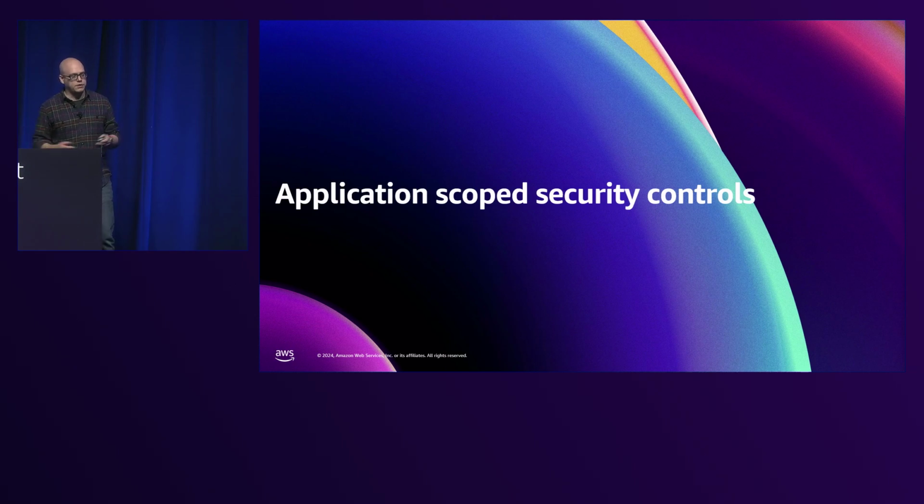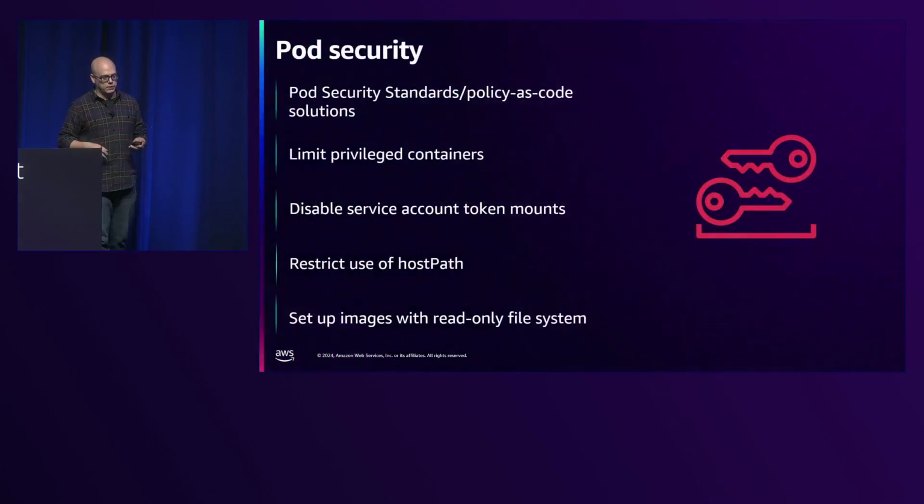And finally, the final section here is really to zoom in on the application scope security controls of your cluster. As we mentioned, pod security is one of those things that you need to pay attention to. One of the best mechanisms for this is using either in-tree Kubernetes pod security standards or some external pod security, policy as code solution. There are open source solutions like Kyverno or Open Policy Agent Gatekeeper or others out there that help you enforce some of your security standards as code.